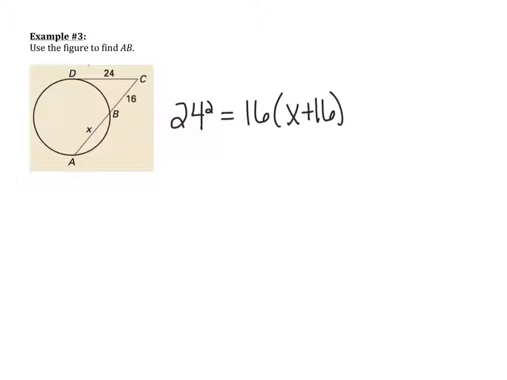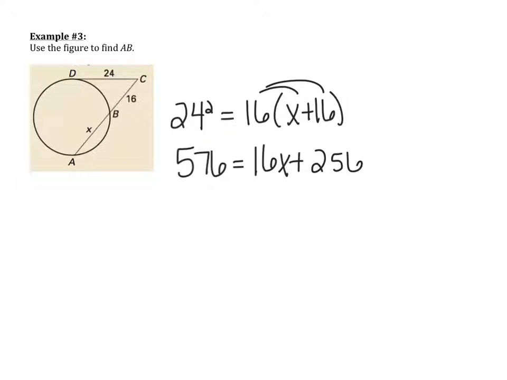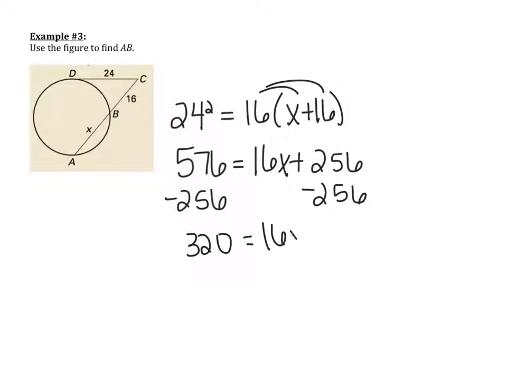So all we need to do is simplify. 24 squared is 576, and then I would distribute the 16. So 16x plus 256. I would first subtract the 256 from both sides to get 320 equals 16x, and then divide both sides by 16, so you end up with x equals 20.